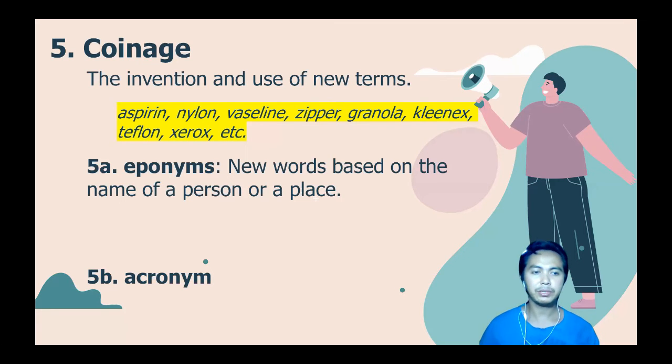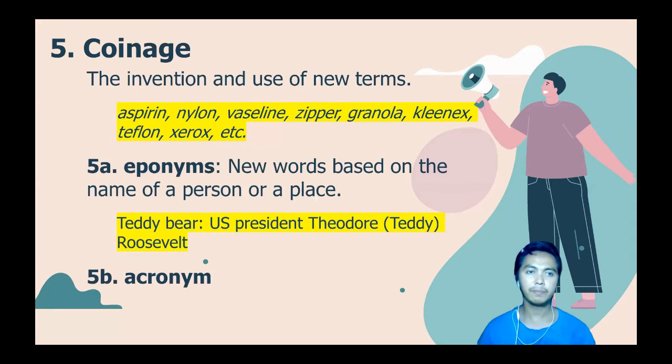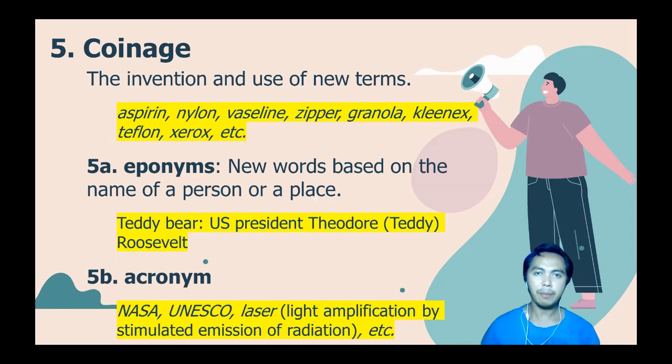We also have eponyms and acronyms as a part of coinage. With eponyms, new words are based on the name of a person or a place. For example, we have teddy bear, which was made from the name of the late US President Theodore Roosevelt. The acronym is the abbreviation of words. So when you abbreviate words, it has a similar meaning to the original. Like NASA, you have UNESCO, you have LASET, you have TNI, you have ABRI, you have POLRI, and different other things. You have DPR and MPR and so on.